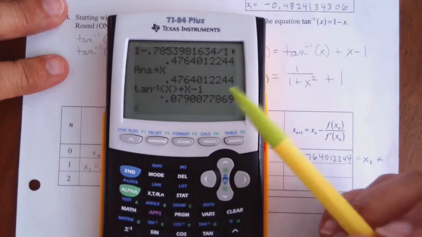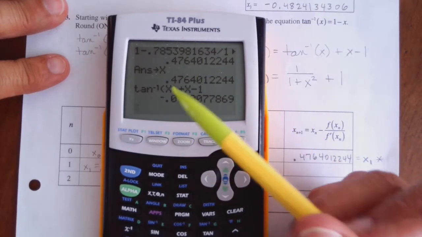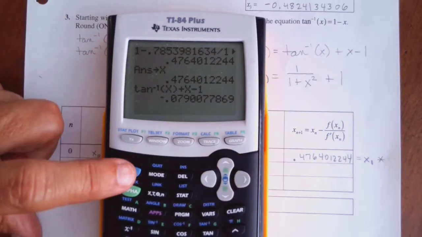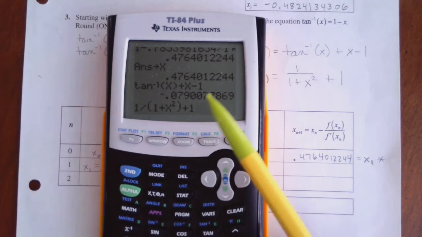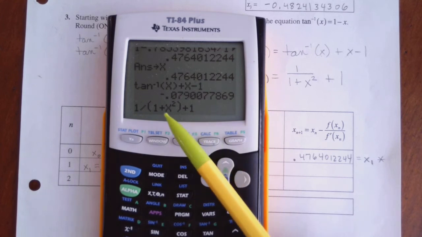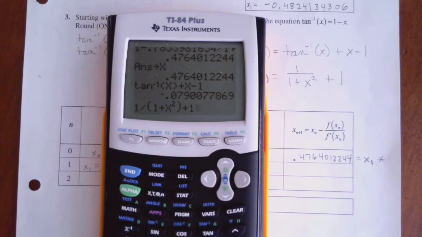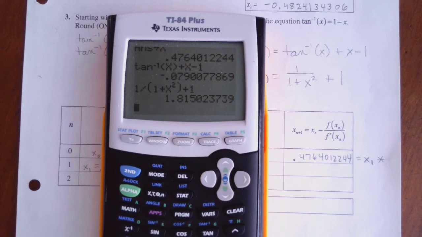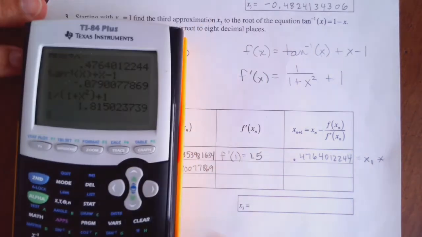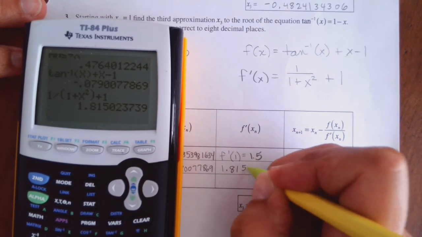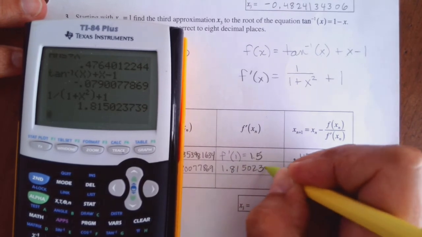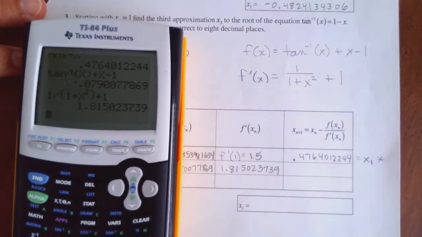Now I want to do second enter until I get the derivative here. Second enter, second enter, second enter, second enter. All right, so there's the derivative, and now it's going to compute the derivative with this number in it. I'll write that down, 1.815, 0.23739.